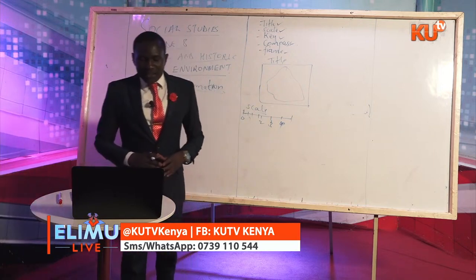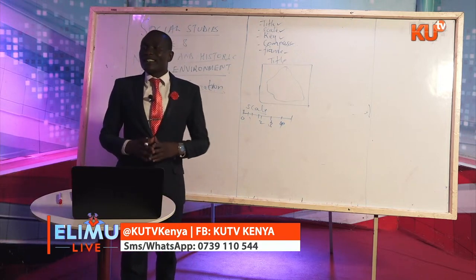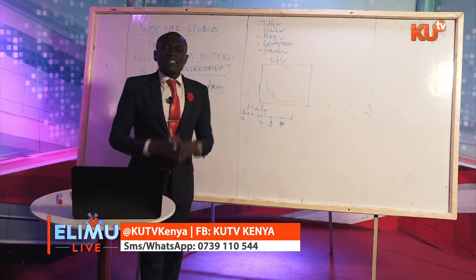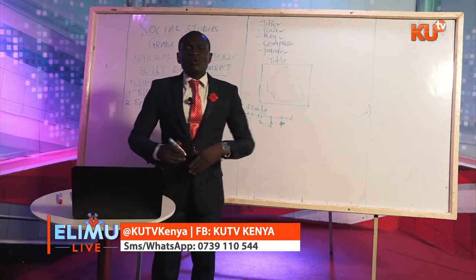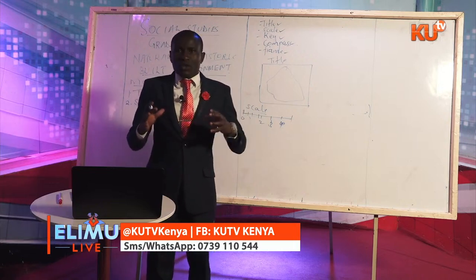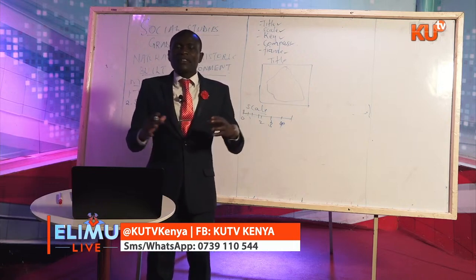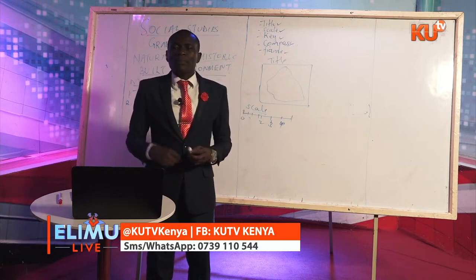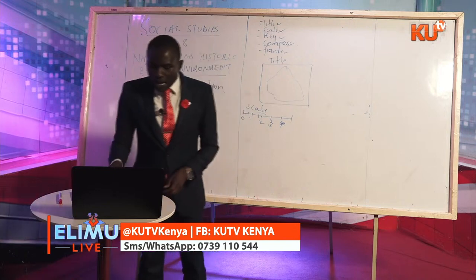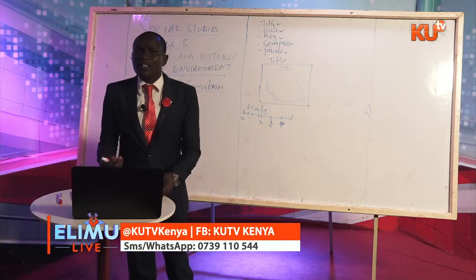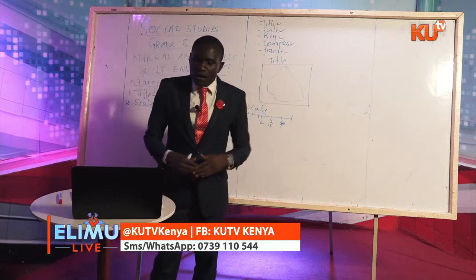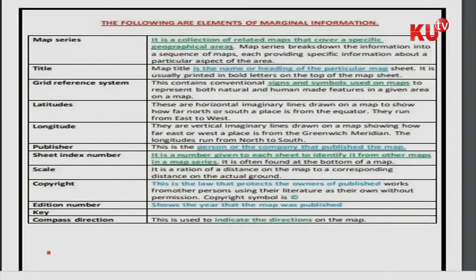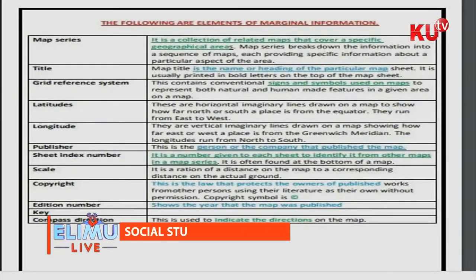The third one is called the map series. Map series refers to a collection of maps together. Maps that are collected together make up what you call a map series. We want to look at what a map series is in our case here. A map series is the breakdown of the information into a sequence of maps.